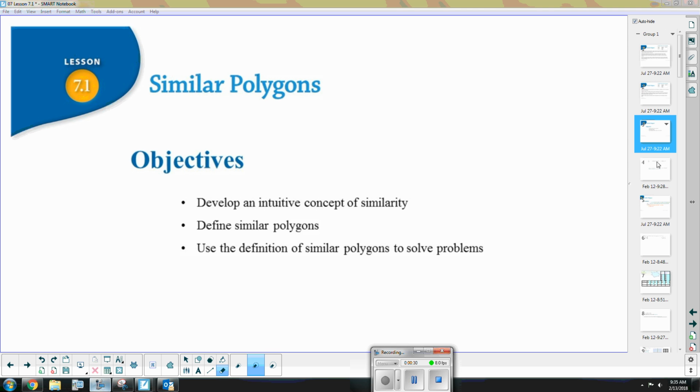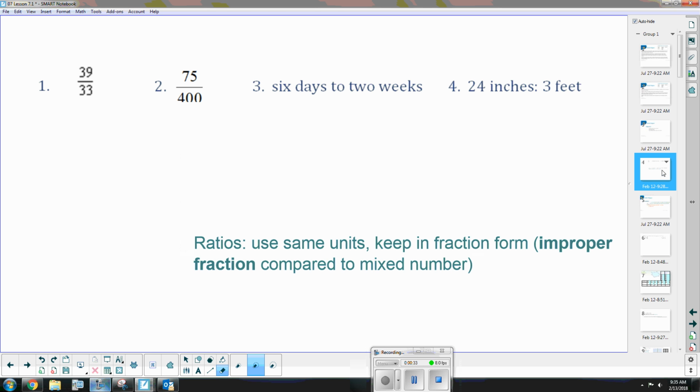So the first thing that we need to do before we even get into similarity is look at ratios. This should be a review from algebra. In these ratios, I want you to use the same units and put it in fraction form. Improper fractions are best compared to mixed numbers so that you can see, once we get into proportions, whether or not they're the same.